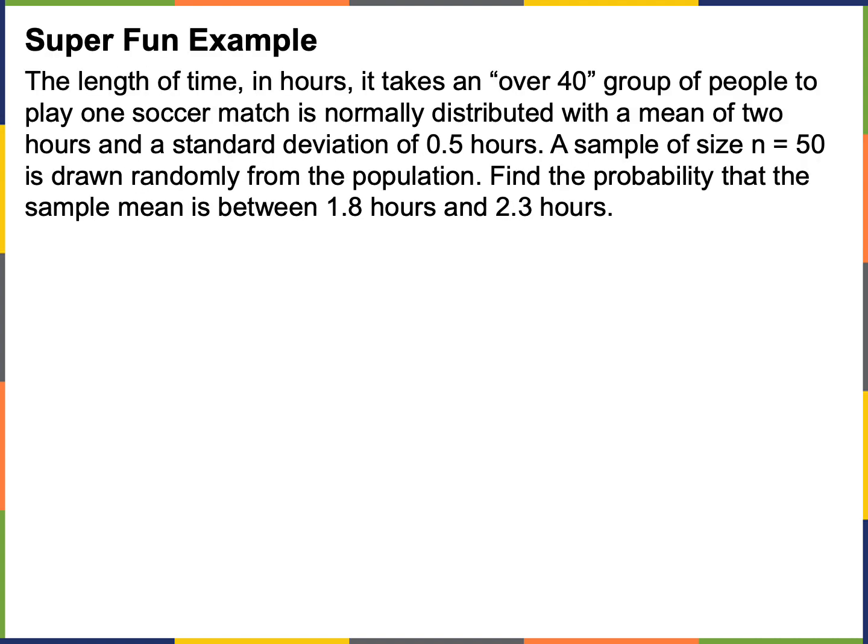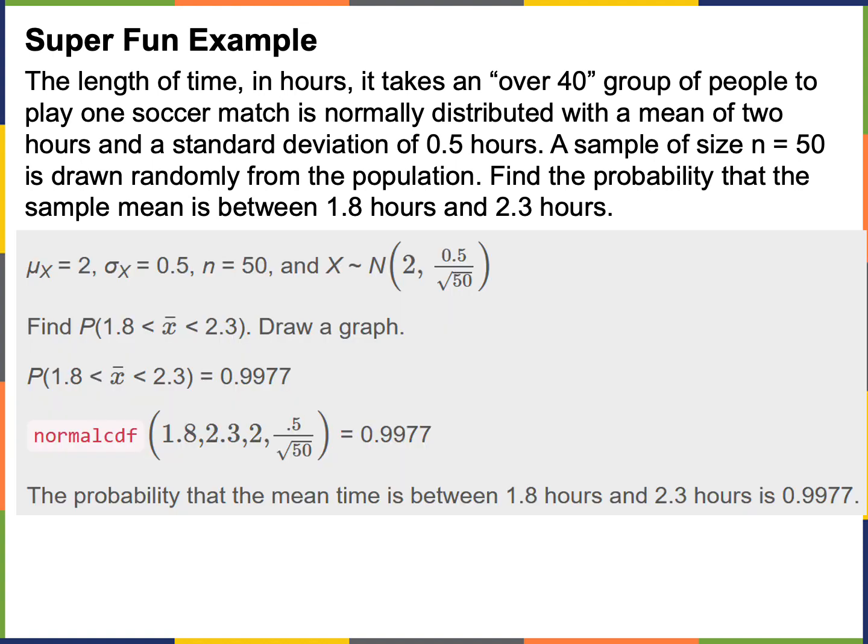All right. Here, the length of time in hours it takes an over 40 group of people to play one soccer match is normally distributed with a mean of 2 hours and a standard deviation of half an hour, right? 0.5 hours. A sample of size n equals 50 is drawn randomly from the population. Find the probability that the sample mean is between 1.8 and 2.3 hours. Okay, so here we go.